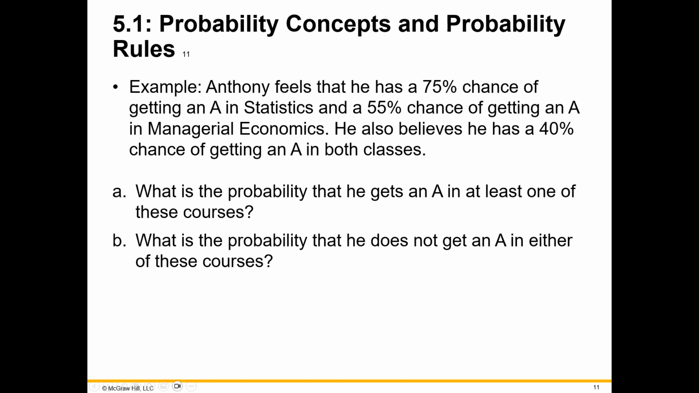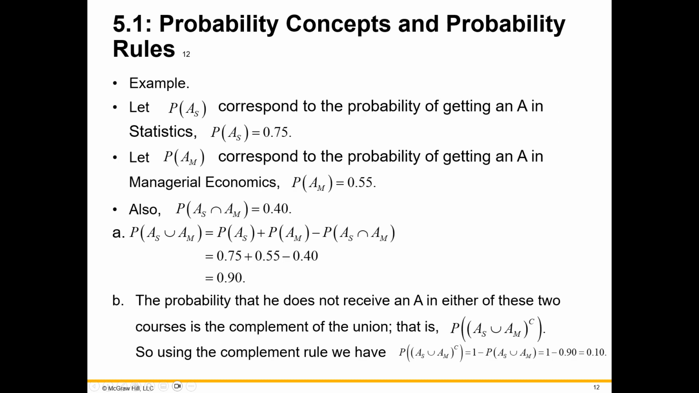Well, we can solve the first, and that complement rule is going to help us solve the second. Let's start in the beginning. What is the probability that he gets an A in either statistics or managerial economics? Well, we've already determined that he has a 75% chance, according to his estimates, of getting an A in stats. He's pretty good at math. He thinks he has a 55% chance of getting an A in managerial economics, less confident in that class, and he thinks there's a 40% chance that he'll get an A in both.